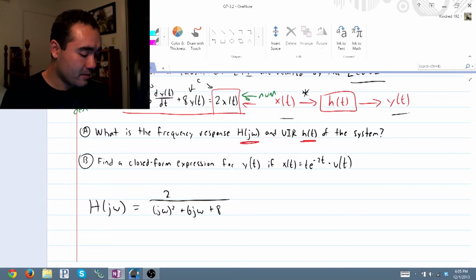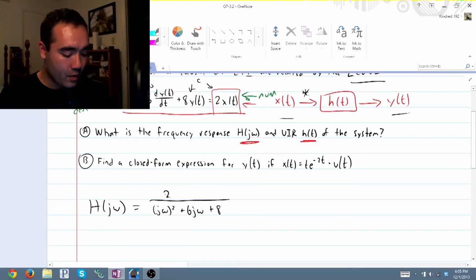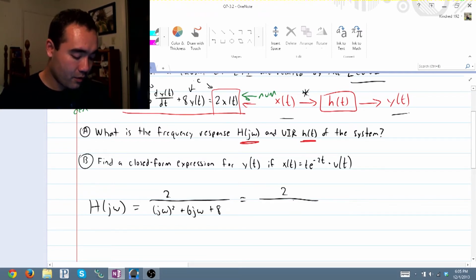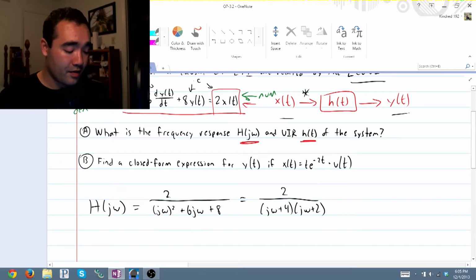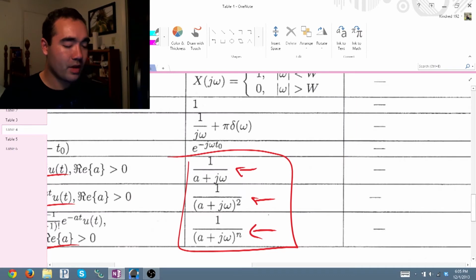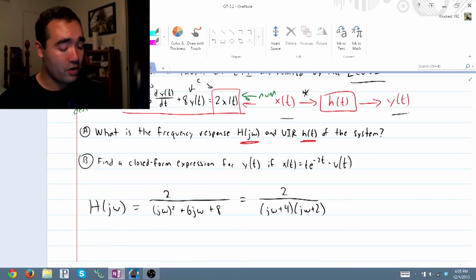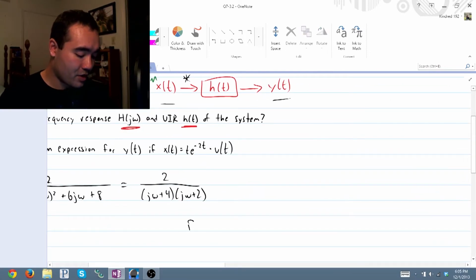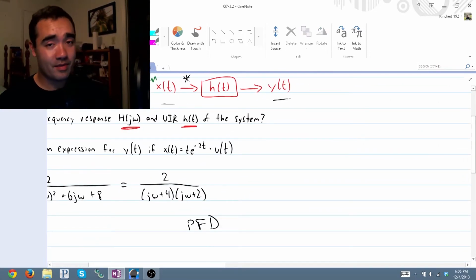So if we go back here, we can see that this breaks down into something with factors. So we end up with 2 over j omega plus 4 times j omega plus 2. This is closer to what we want. It's not quite in this form yet, but we can get it there using something called, and you may remember this from differential equations, partial fraction decomposition.